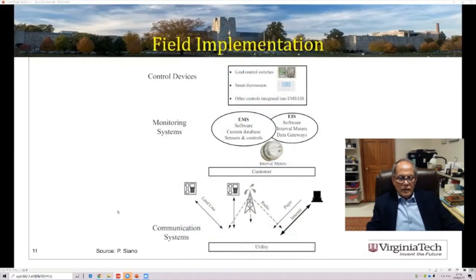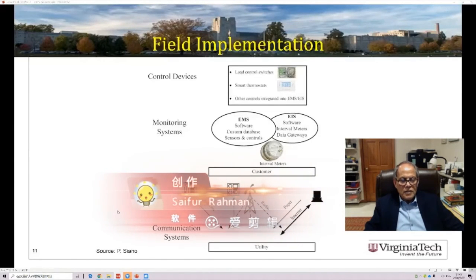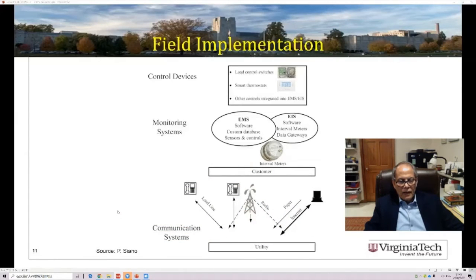Okay, so we give the idea now. I'm showing you how you will implement this in the real world. So you have on the top, smart switch, smart thermostat, other control devices for energy management system. And the communication system can be landline, can be radio, can be pager, can be internet, can be Wi-Fi, many different things.